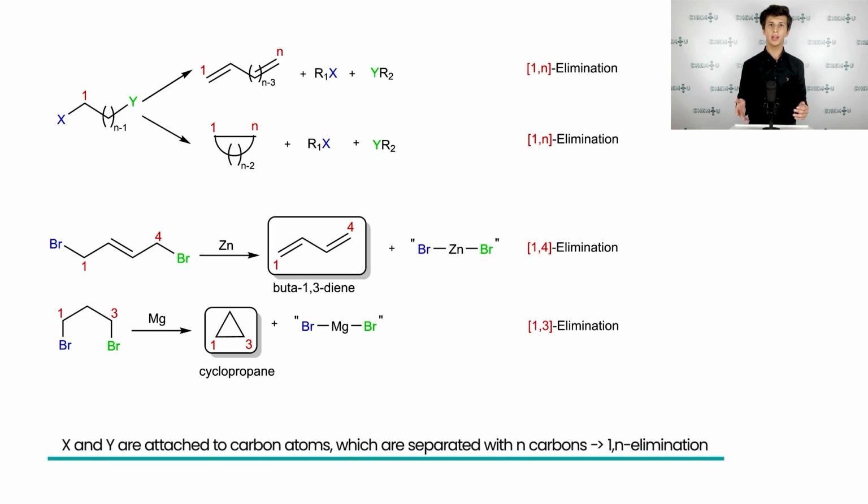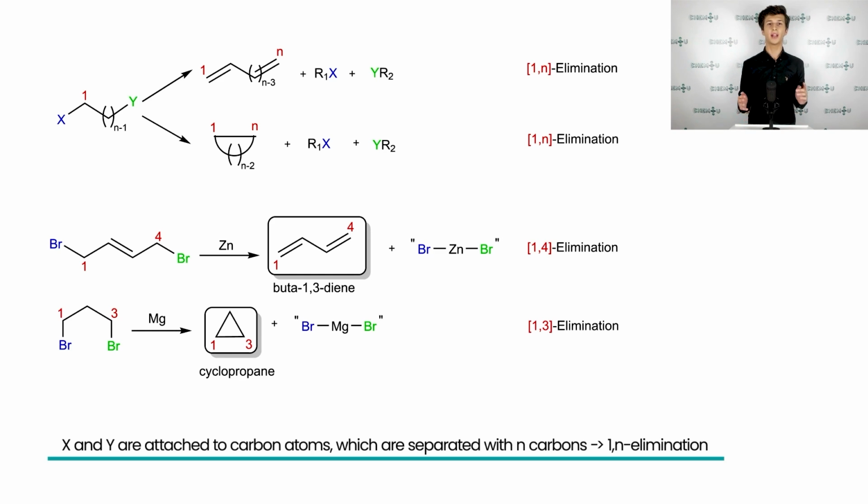If X and Y are attached to carbon atoms, which are separated with N carbons, then their removal is named 1N elimination. So, this elimination leads either to the formation of pi bond or to the cyclic product. On the slide, you can see two examples of 1N eliminations. The first reaction above represents the dehalogenation of 1,4-dibromobutene in the presence of metallic zinc.